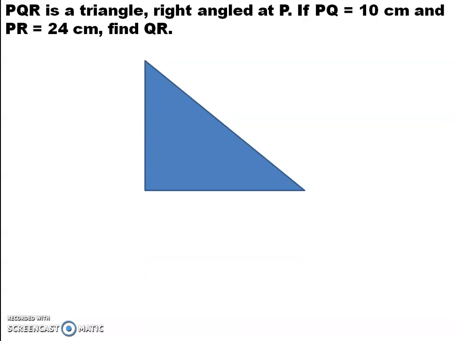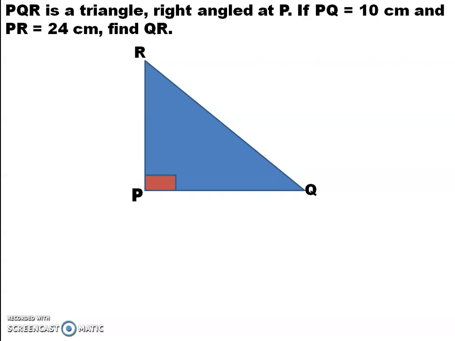Now, what is the right angle? Here is the right angle. Now, in the question, it is given that the triangle is right-angled at P. Okay, so the right angle is named as P. You can write Q and R wherever you like. Here, I am taking Q here and R above.